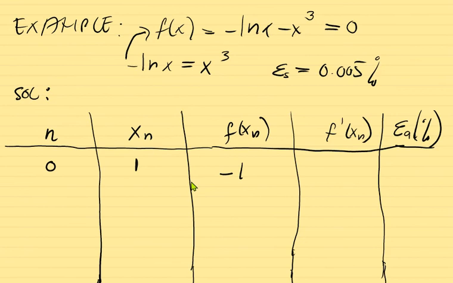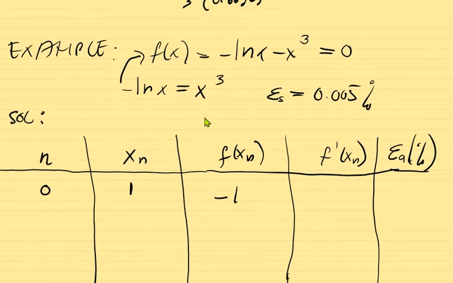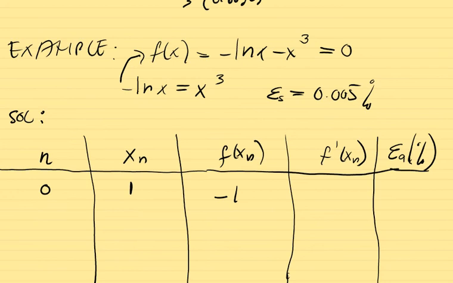How about f prime x? What will be our f prime x? We always forget f prime x. So what's the derivative of negative ln x minus x cubed? What's the derivative of ln x? The derivative of ln x is just equal to 1 over x, remember? So this will be negative 1 over x. Then the derivative of x cubed is 3x to the power of 3 minus 1, so that's 3x squared. So this will be f prime x.